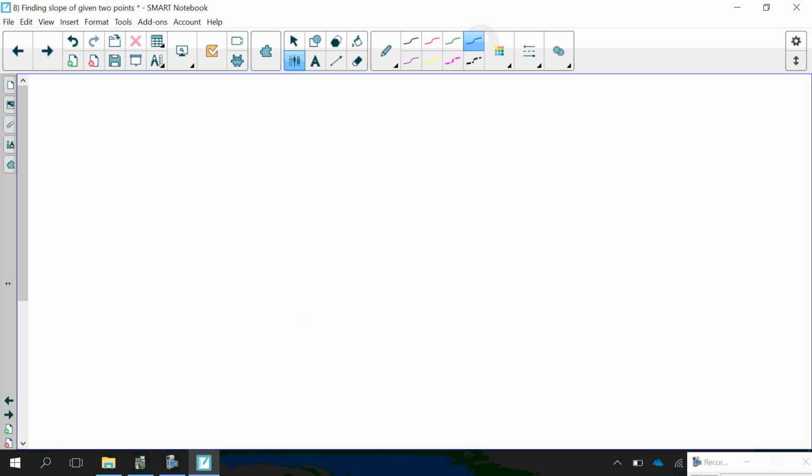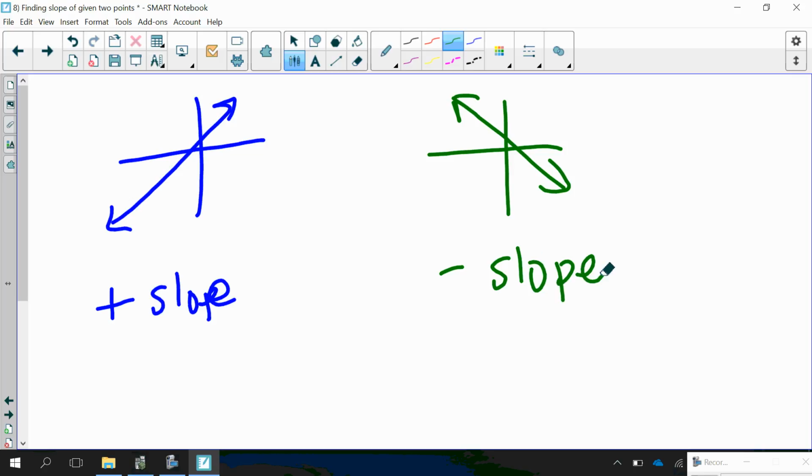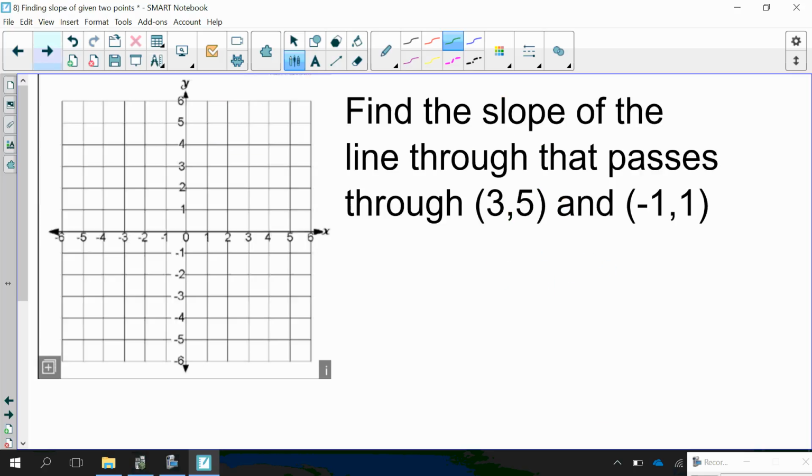Just to review real quick, a graph with a positive slope is going to increase from left to right. And a graph with a negative slope is going to go down from left to right. Let's go ahead and practice this.